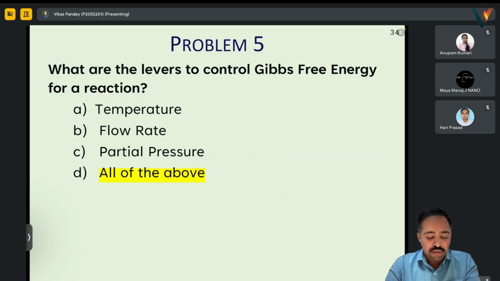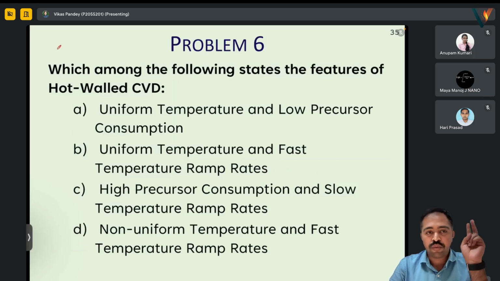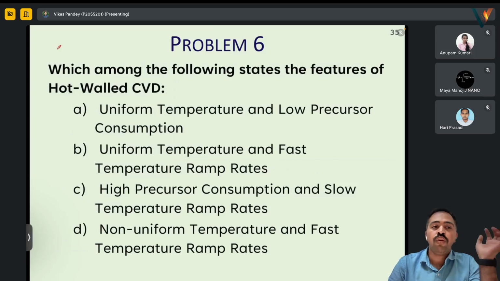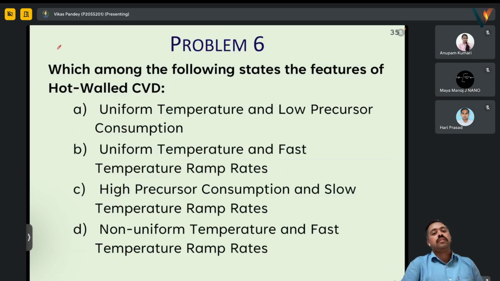So now let's come to problem 6. Which among the following states the feature of a hot walled CVD? We have seen about two kinds of CVD, that is cold walled and hot walled. Options: uniform temperature and low precursor consumption; uniform temperature and fast temperature ramp rates; high precursor consumption and slow temperature ramp rate; non-uniform temperature and fast temperature ramp rates. Which is the feature of a hot walled CVD? Anyone?